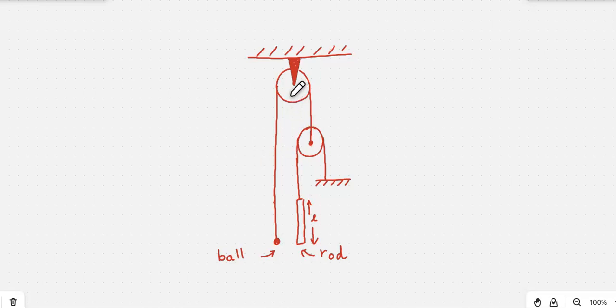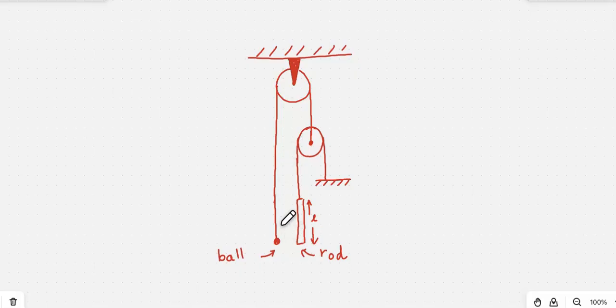In this question, there are two pulleys. One is a fixed pulley and another is a movable pulley. And there is a ball and there is a rod. This rod and the end point of this rod and the ball are at the same height.